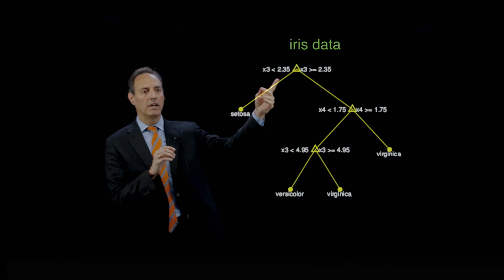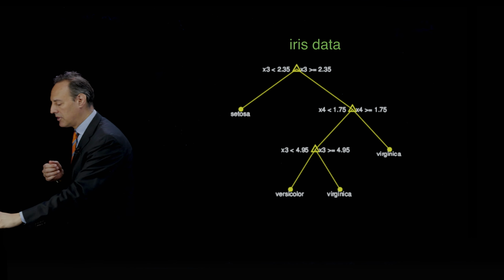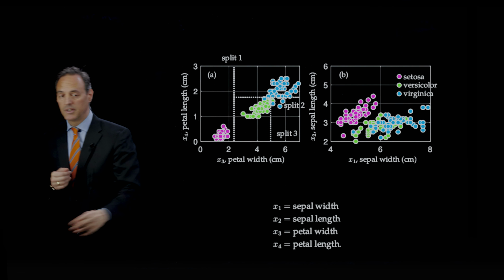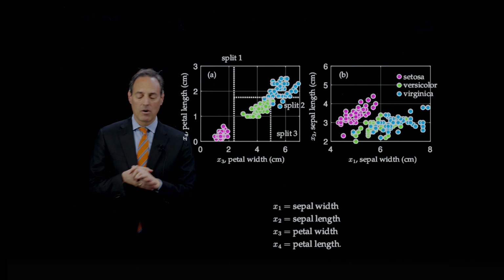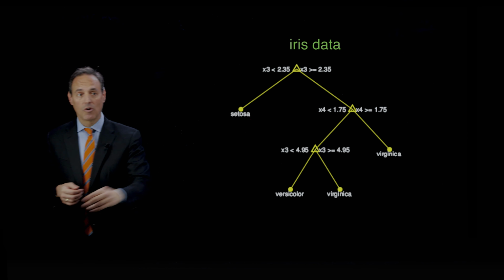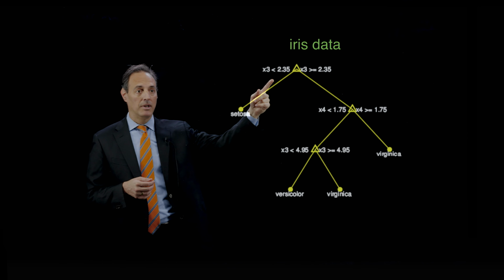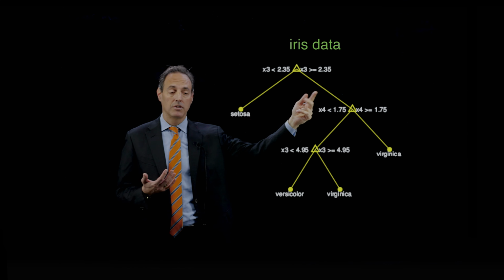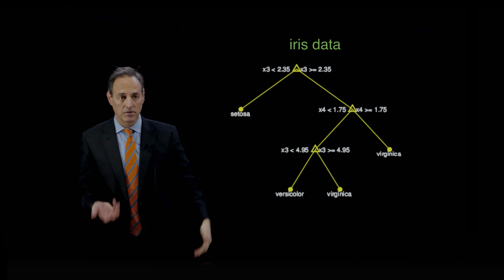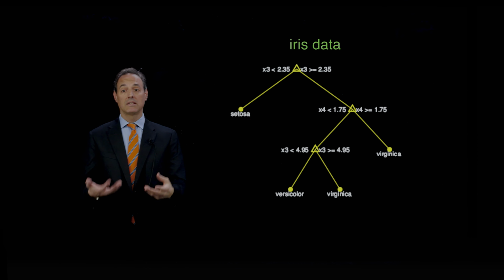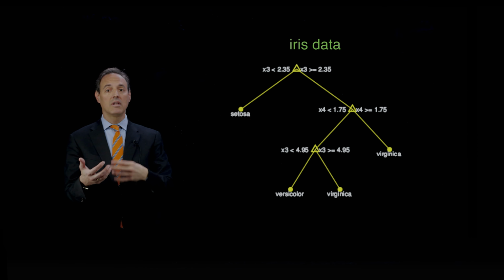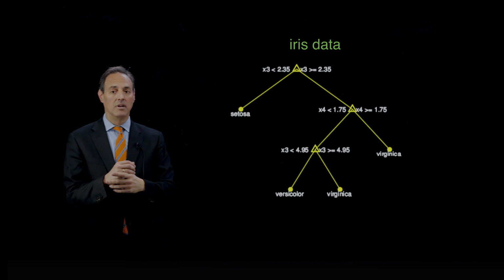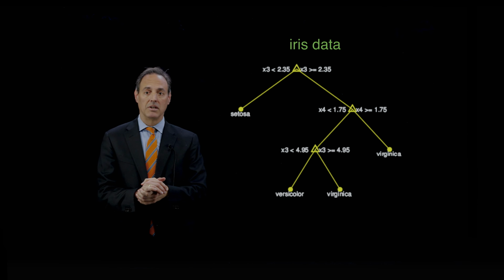I mean, you can start looking at these. X3, remember, the interpretation being here that X3 is the petal width. So if the petal width is less than 2.35 or greater than 2.35, I know that if it's less than 2.35, it's a setosa, or I'm going to classify it as a setosa. So it's starting to give you very interesting and interpretable information.